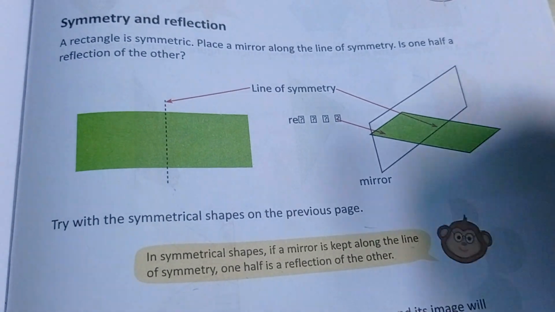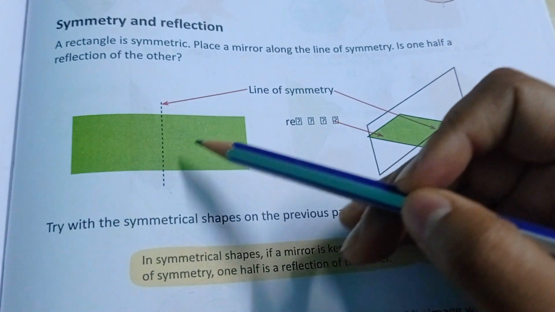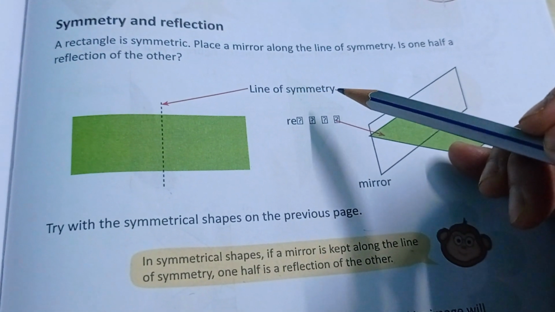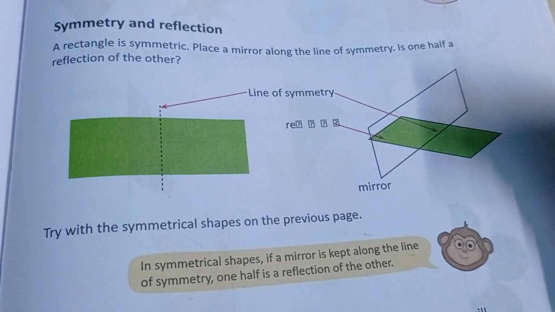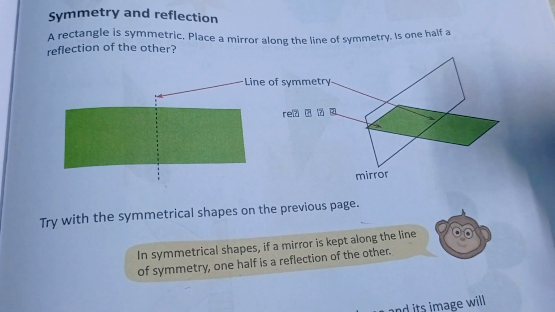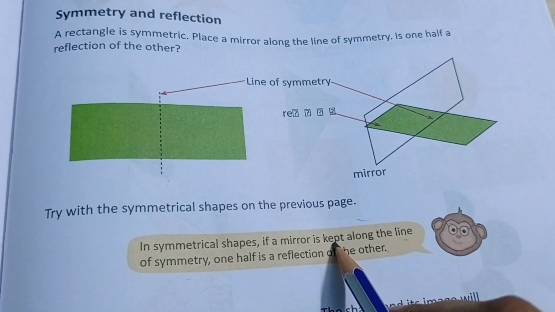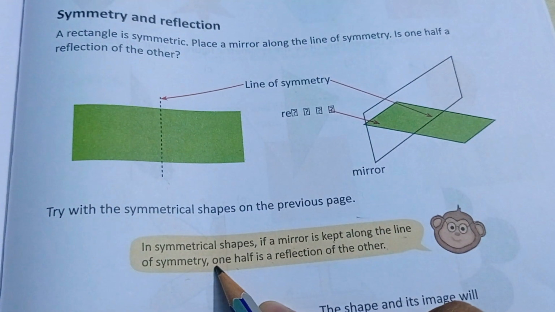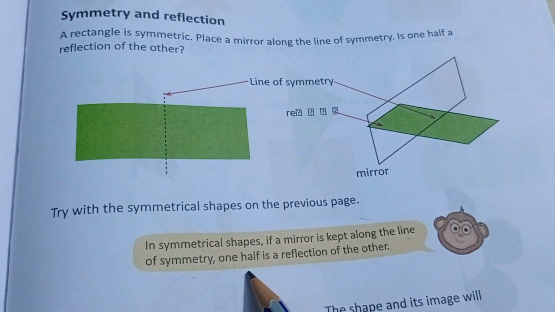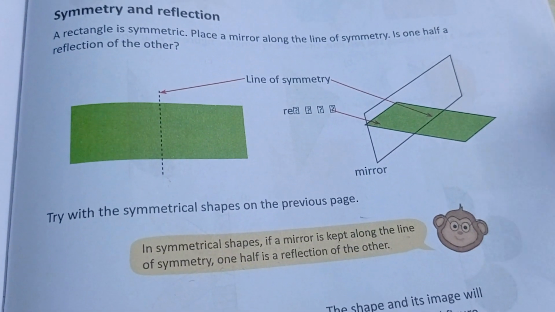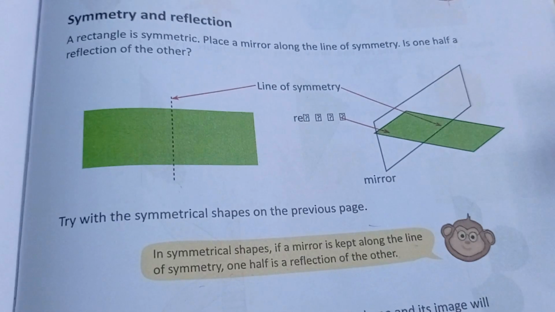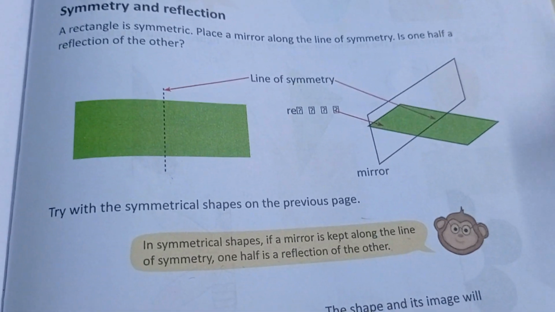So in the case of symmetrical figures, symmetrical figures means figures which have a line of symmetry, that means you can divide that one into two equal parts. So for symmetrical figures, if a mirror is kept along the line of symmetry, you can see one half of the reflection in the mirror. So that is the idea of symmetry and reflection.